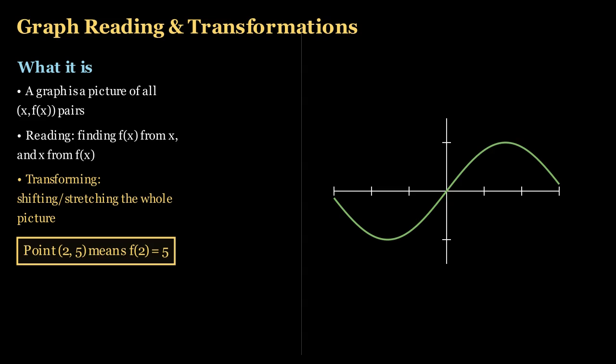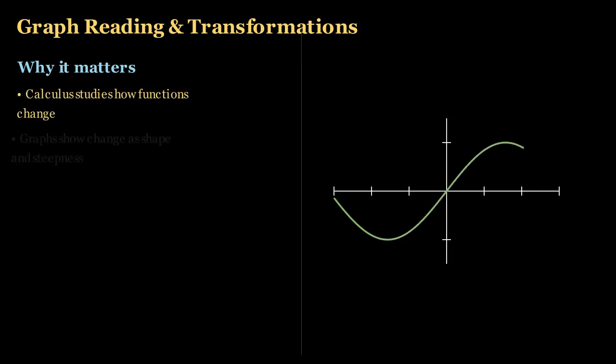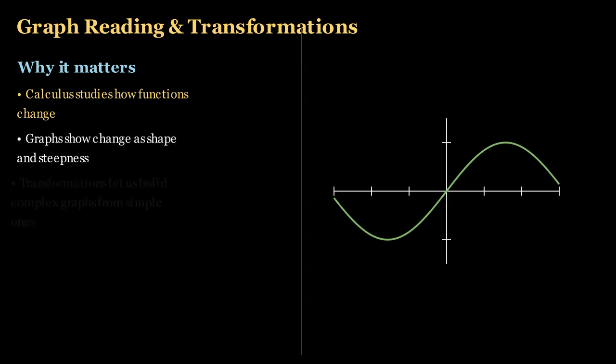In calculus, we are always asking how a function changes. Does it go up or down? How fast? Where does it turn around? A graph answers these questions at a glance. The steepness of the curve is the rate of change, which is exactly what the derivative measures. The area under the curve is what the integral measures. So reading a graph is like learning to read a map before you go on a journey.